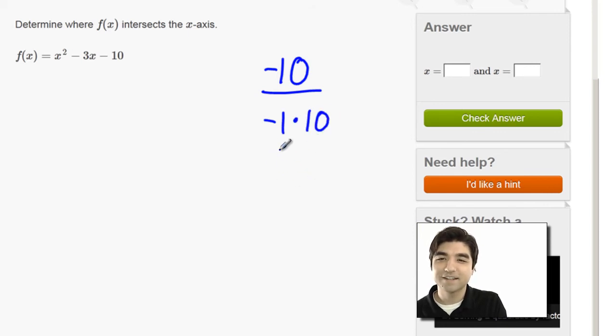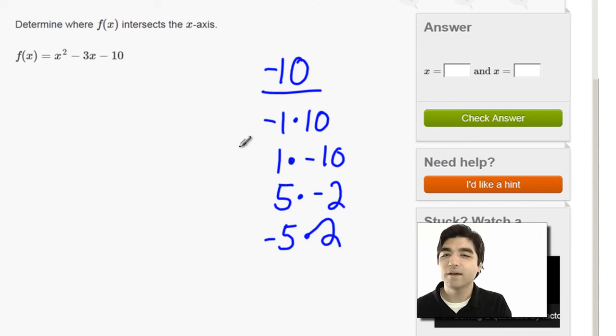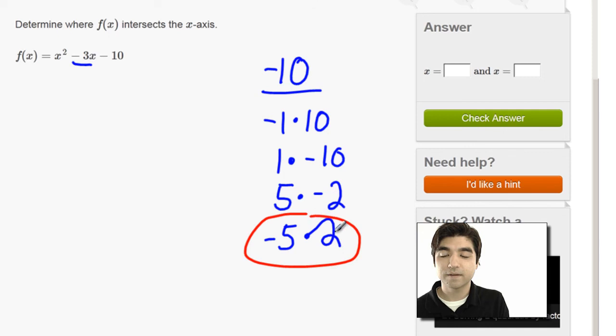It erased everything. Then we got 1 times -10, and then we got 5 times -2, and negative 5 times positive 2. Okay, so there's all factors of negative 10. Now we need two factors that add up to the middle number, negative 3. So what about negative 5 plus 2? That equals negative 3. So let's use that one.